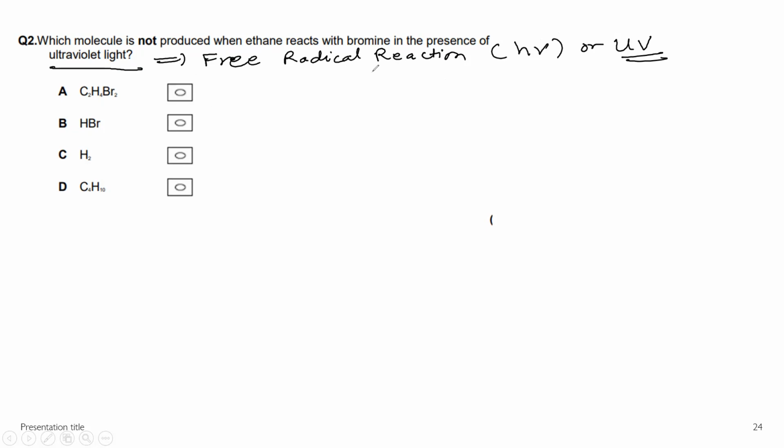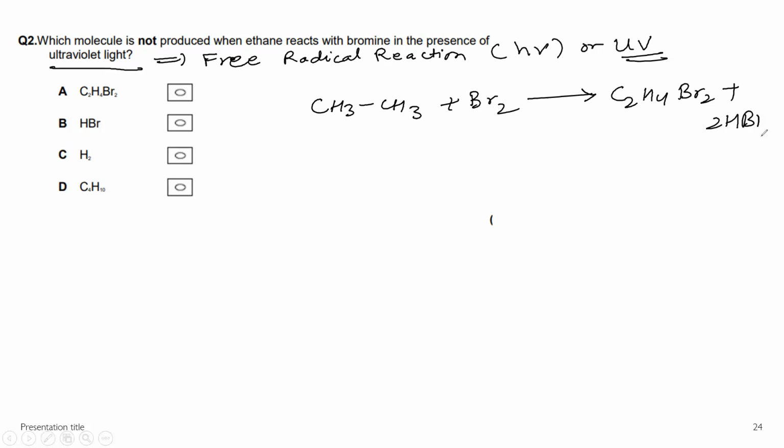So let us write the reaction of ethane. Ethane is C2H6, it reacts with bromine, Br2. So what would be the product? What do you think the expected product would be? The expected product could be C2H4Br2 plus 2HBr. So this can be formed. Next, HBr is formed.